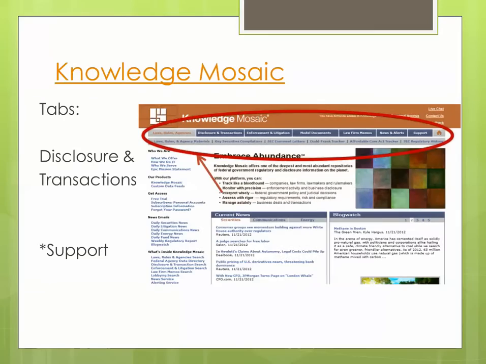So the first place we're going to look is at Knowledge Mosaic, and that's off the BC Law Library database list. And we can look at disclosures and transactions. If you needed more help, this support tab also is really good. They have a lot of information there. And you can see there's a lot of other information available here, including primary materials such as the SEC laws and the rules, and also agency materials. But we're going to concentrate on disclosures and transactions.